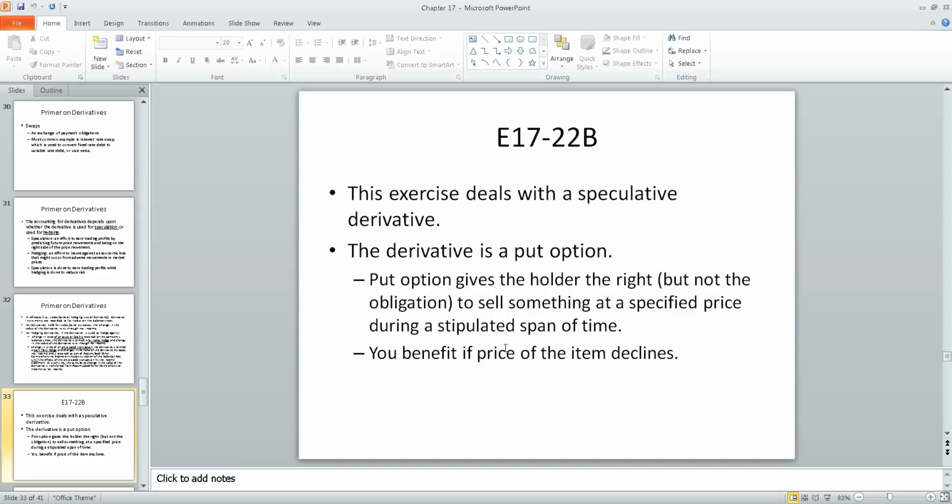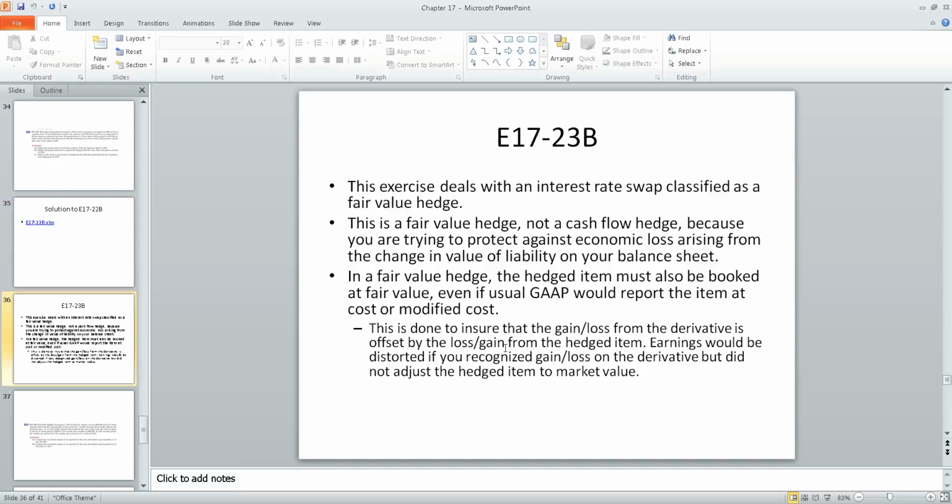So in exercise 17-23B, we've got an interest rate swap that is classified according to the facts of the problem as a fair value hedge. It's a fair value hedge, not a cash flow hedge, because in this case we're trying to protect against economic loss arising from the change in the value of a note payable that's on our balance sheet.